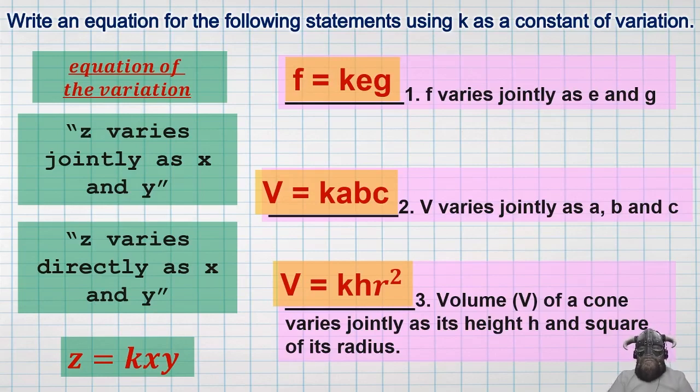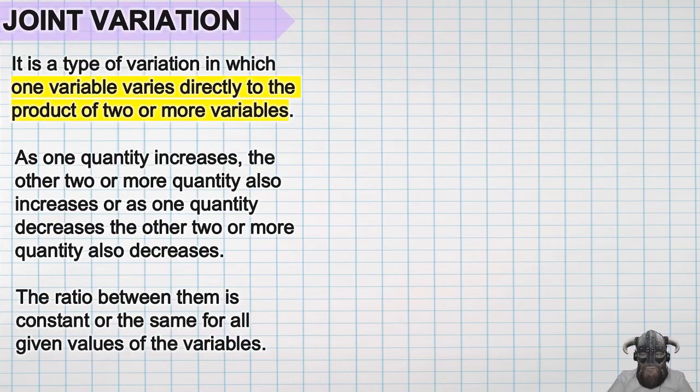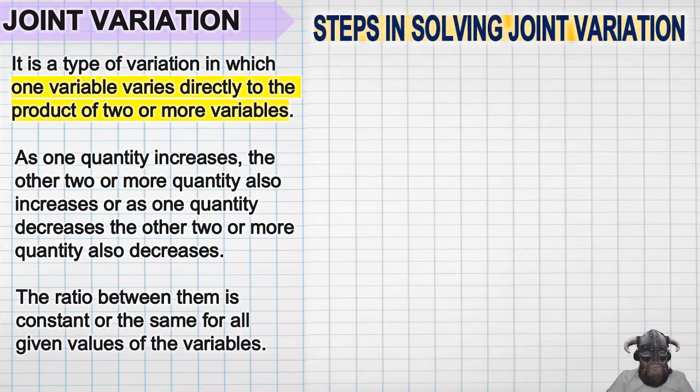So right now, we are ready to solve a joint variation. So paano ba natin gagawin to? So here are the steps on how to solve a joint variation. Wala tong pinagkaiba sa mga steps ng pag-solve ng ating direct at inverse variation. So recall na lang natin.